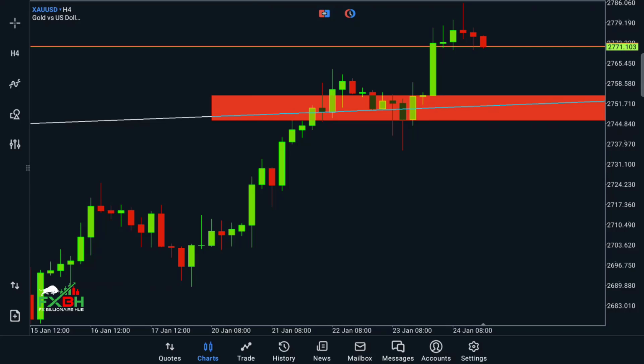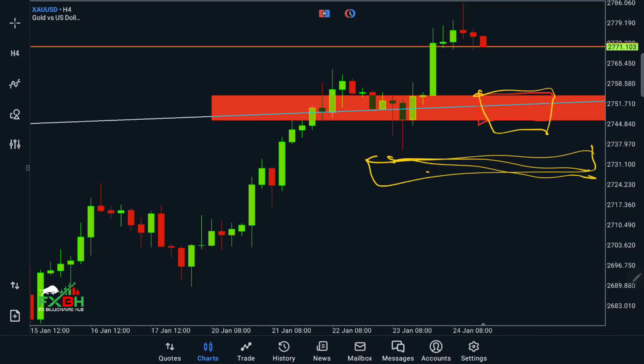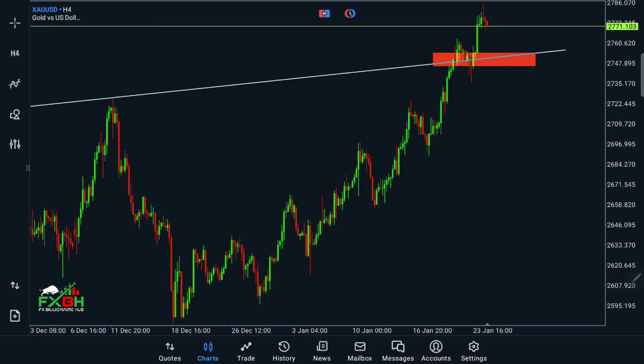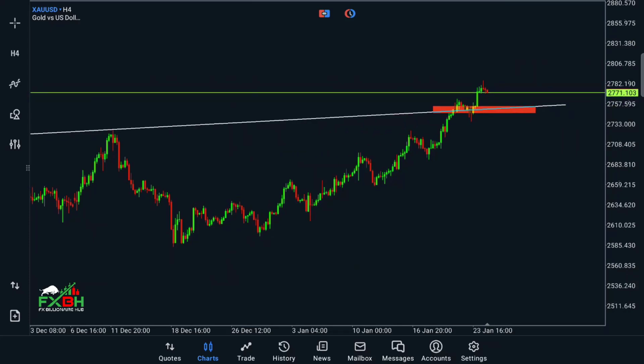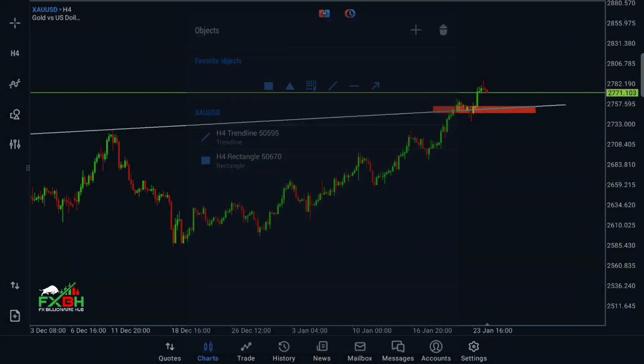So if I suggest a safe place to go buy, it should be around that area. That means that area, let me make it yellow. It should be around that area, and our SL should be under this area. Okay, around this area our SL should be this area. Okay, and our TP should be our next Fibonacci retracement level. That means, let me draw it again.